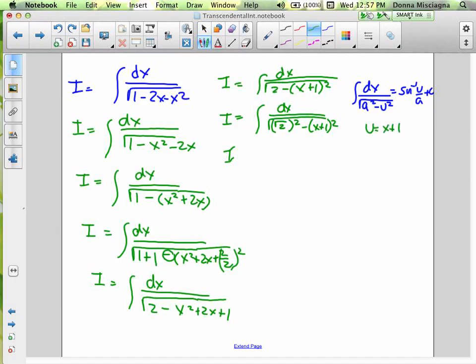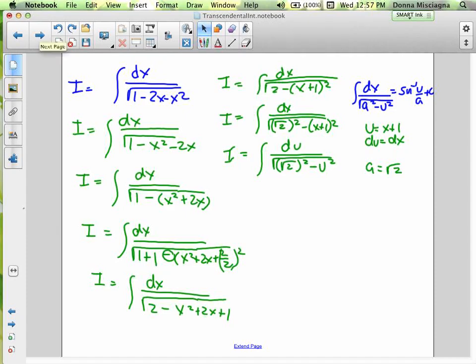Always do that if it's not just x. u equals x plus 1. The derivative is just 1 dx, right, so no problems there. Nothing to worry about. No coefficients to add in. So we have du over the square root of 2 squared minus u squared. And of course our a is the square root of 2. And if you want, you can put a right there if you'd like, but using the square root of 2 is fine as well.